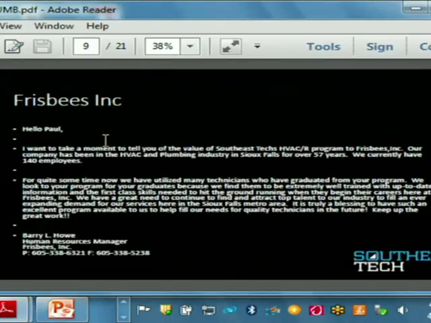And you can take a look here. I received this letter from Frisbee's not too awful long ago. And I can read that if you would like, but it basically says, I want to take a moment to tell you the value of the Southeast Tech HVACR program.